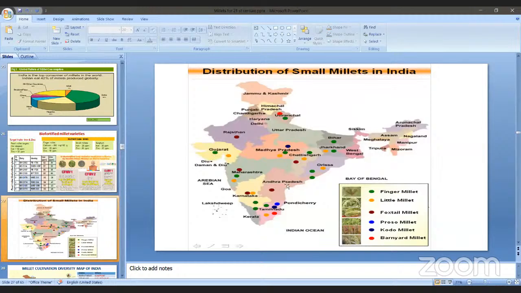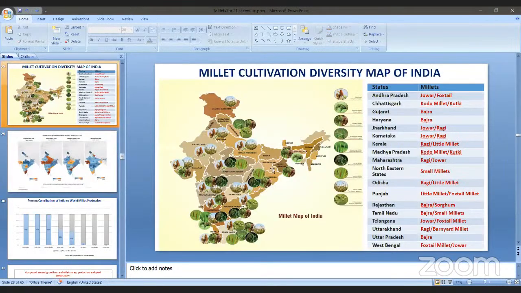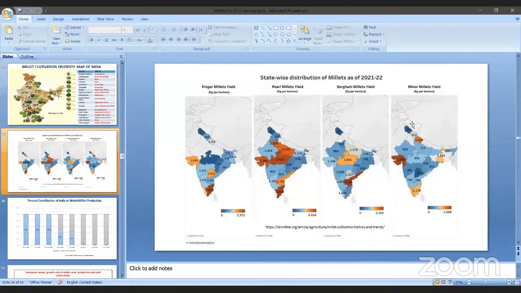Small millets are distributed all over India. These are some of the major states, especially those already discussed: Madhya Pradesh, Maharashtra, Chhattisgarh, Punjab and Rajasthan are major growing states. Another are Gujarat and Haryana. In some parts, bajra is a major millet crop. These are the state-wise distributions for foxtail millet, pearl millet, sorghum and minor millets.